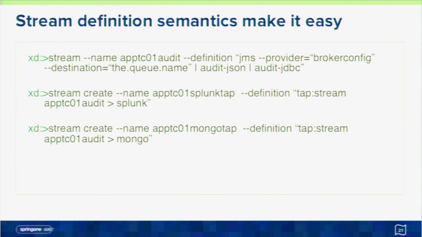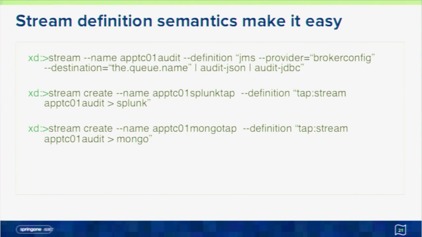So all of that streaming and tapping and splitting of the data, that's all done with these three stream definitions. The one on the top, you'll see that it's a JMS source. You plug in the broker configuration, and that's the address of the application with the queue itself. Then you put in the name of the queue that you want to read from. We've got our custom audit processor in there, and all that does is it transforms the raw audit JSON into a format that's preferred by our data guys.